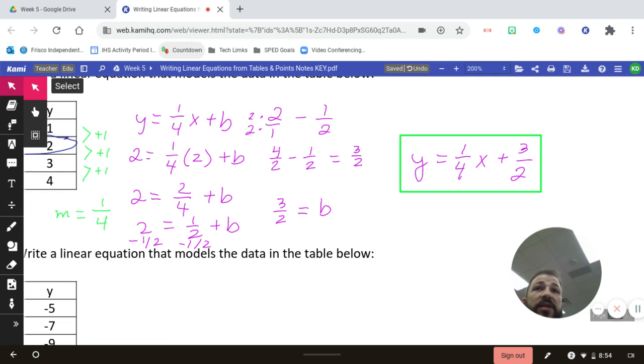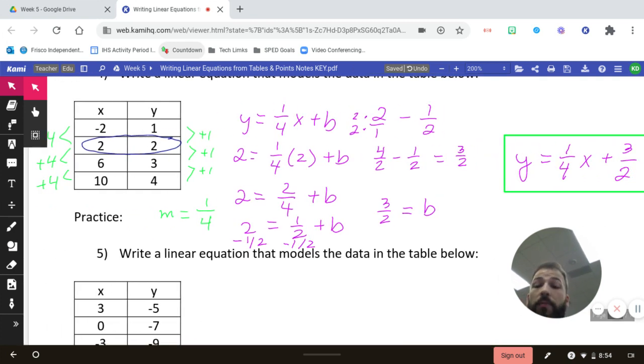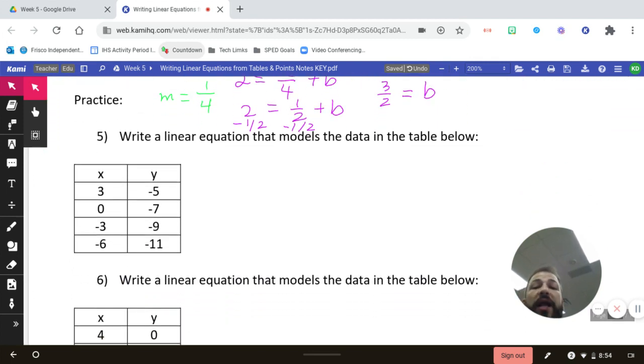So same sort of deal. Find your slope, plug the slope into the equation, then plug in a point. Let's look at another one. So write a linear equation that models the data below.